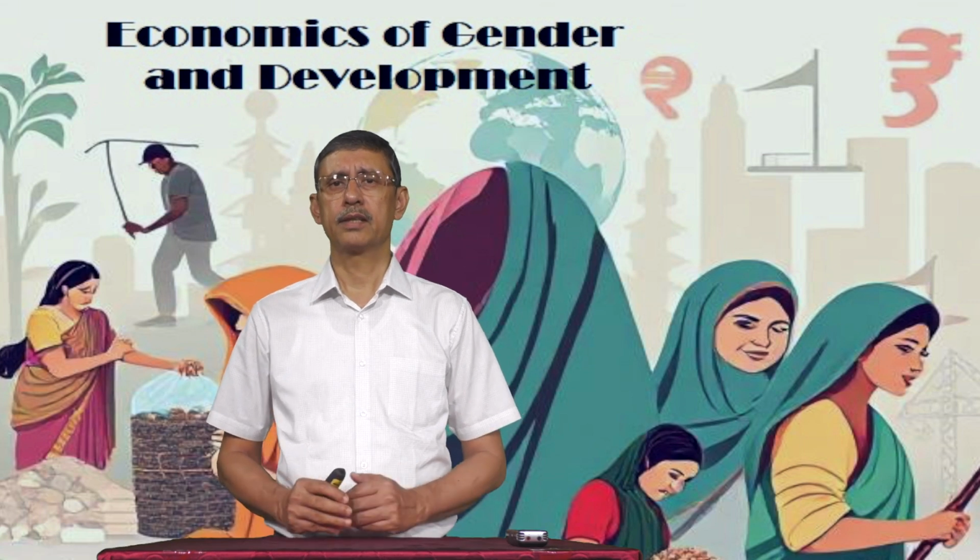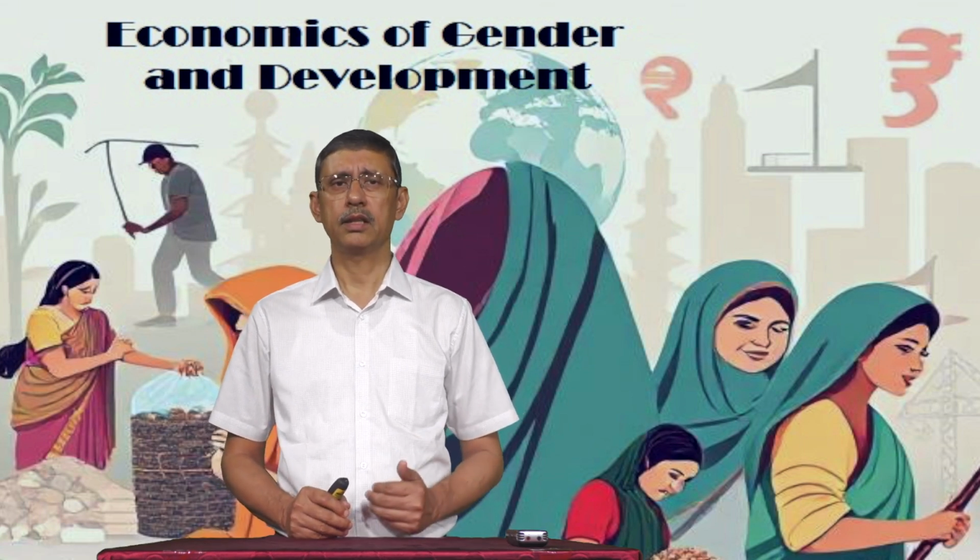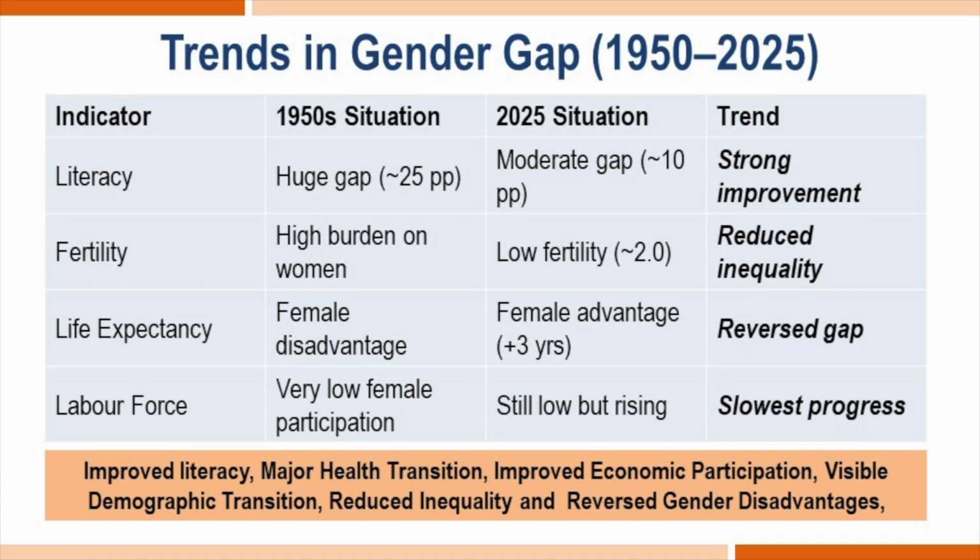So if you look at this table, then you will see key indicators like literacy, fertility, life expectancy, and labor force participation. And you will see the situation in the 1950s and the situation today. And then we will see certain trends. Like literacy, we will see a strong improvement. In fertility, we have reduced inequality. In life expectancy, we have reversed the gap, and in labor force, we are making progress, but the rate of progress seems to be low.